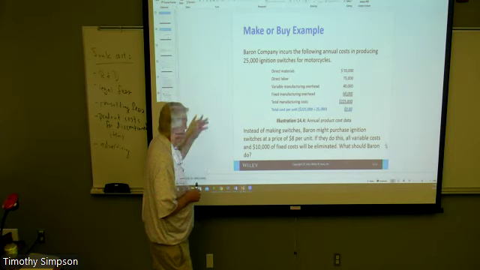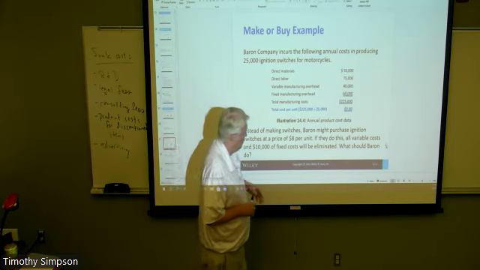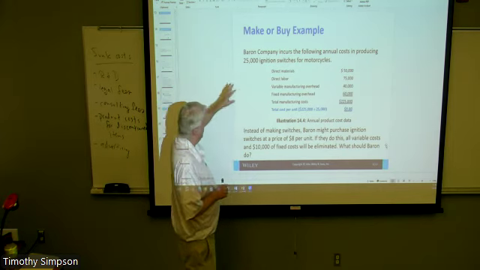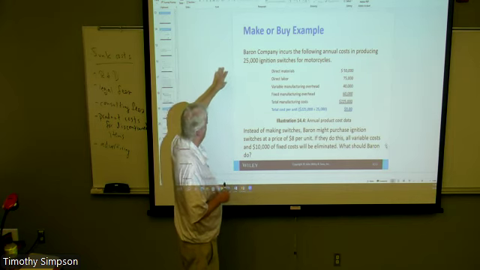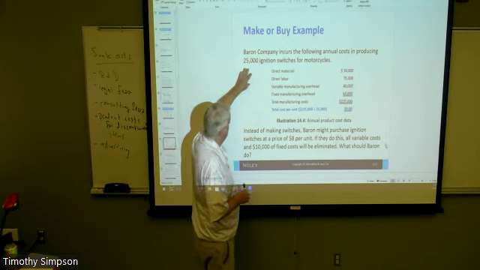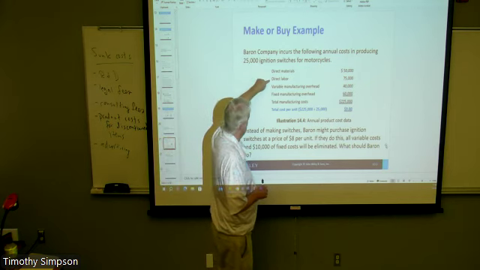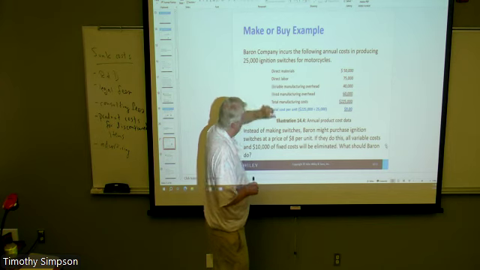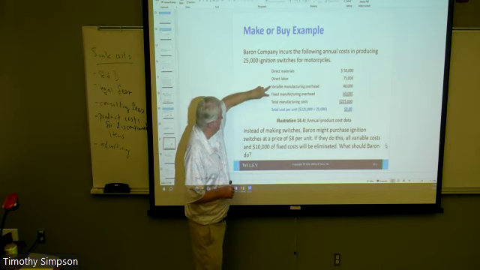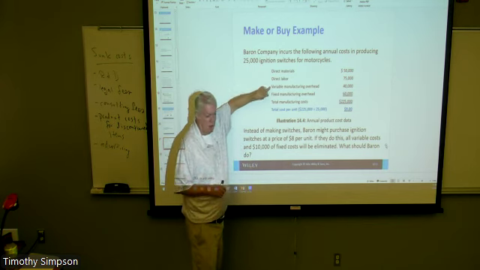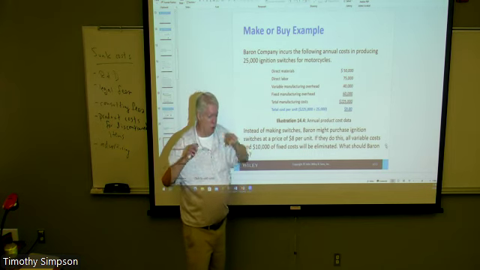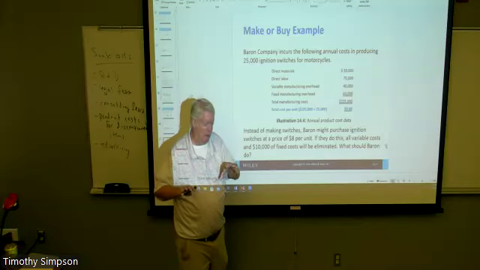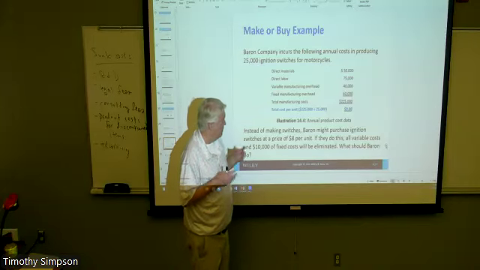There are a lot of different ways of looking at this, and so we'll get to an example. First example, I don't think I'm going to have time to really finish this particular example, but you've got a company called Baron Company. They incur the following annual costs in producing 25,000 ignition switches for motorcycles: direct materials, direct labor. And here, we're going to split up overhead into variable and fixed, which I don't know that we've done yet in this course.